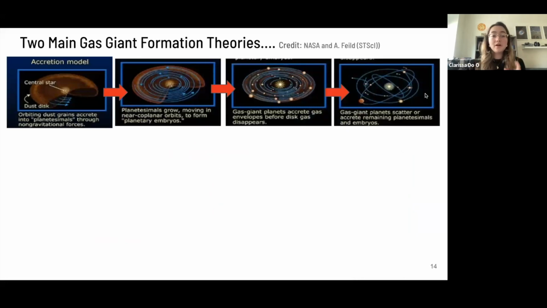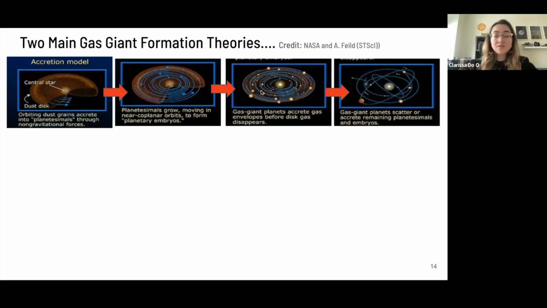So there are two main formation theories for planets. One of them is called the core accretion model. In this one, we have the protoplanetary disk, mainly made of gas and dust. And as it orbits around the host star, there are small dust grains that begin accreting into planetesimals, mainly through non-gravitational forces, which means there are small dust grains that sort of stick to each other as they orbit around the host star. And as they orbit around the star, these planetesimals continue to get more mass onto themselves, and they become planetary embryos. And this explains pretty well how rocky planets form.